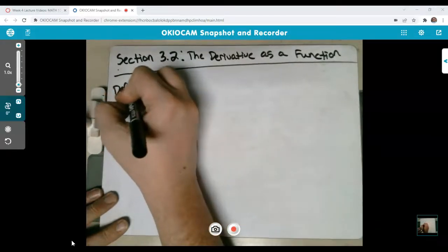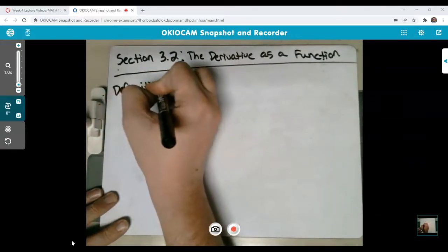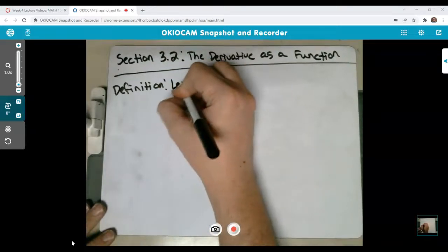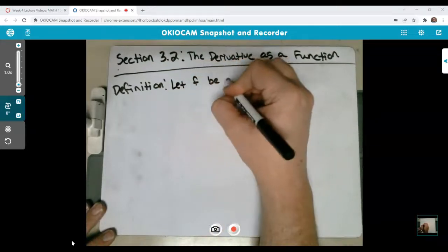Definition. What we did in section 3.1 was learn how to find f prime at a point. I always said f prime of 1, f prime of 2. Now I just want it as f prime of x, just a plain x. I'm not going to actually plug in a number for x. So let f be a function.